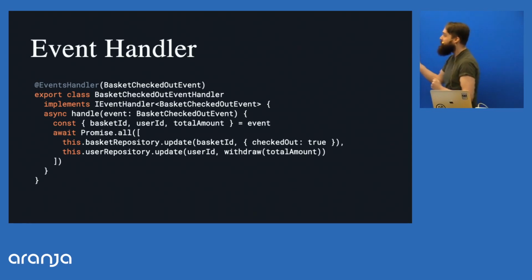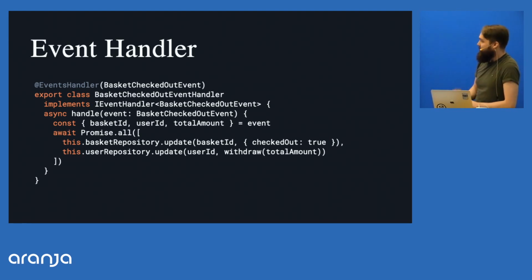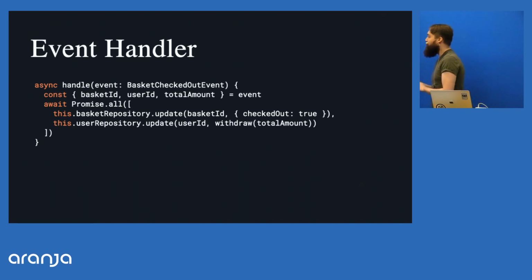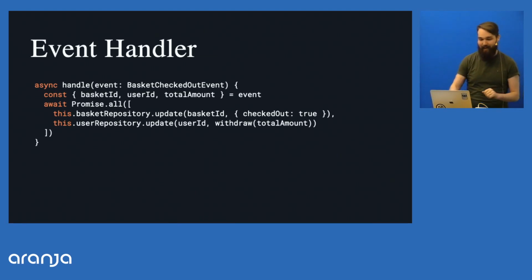So if we take a look at how that might look, an event handler. And this event handler is handling the basket checked out event that we just dispatched from our model. Again, a bit of boilerplate, so let's get rid of that. Let's look at the meat. What's happening here? We're getting some properties from the event, and then we're saving things to the database. Great. That was easy. We're done. Except marketing. Forgot about marketing. Tends to happen.